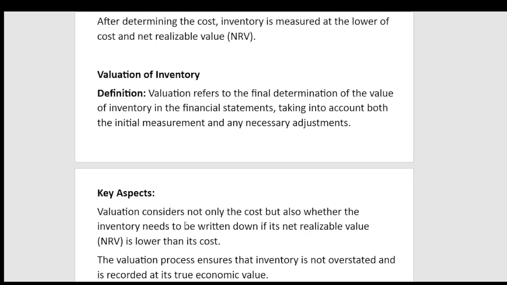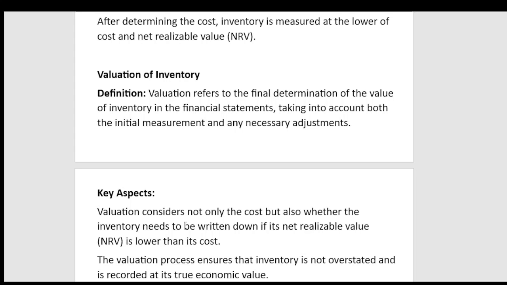Now, measurement deals with the monetary aspect. Valuation determines whether the inventory should be written down or not. When the net realizable value of inventory is lower than its cost, valuation enters. What do you do? You value it by reducing. If the cost is 5,000 and the net realizable value is 4,000, you do your computation, and you arrive at your answer, which is 4,000, which is now your inventory.